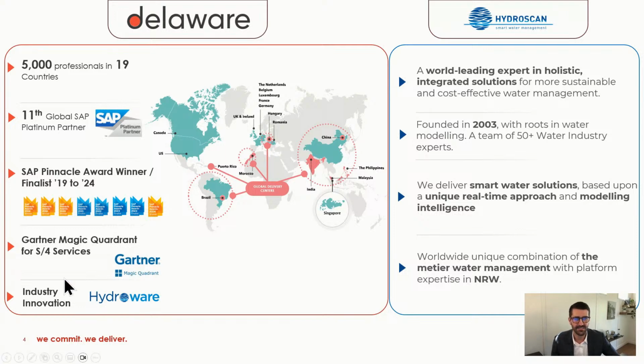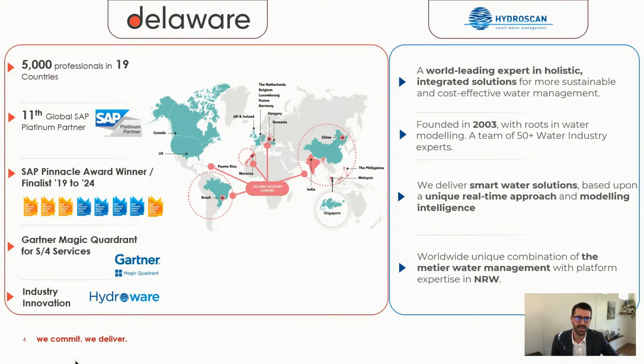Delaware was identified as a niche provider, and Gartner is quoted as saying Delaware is a good alternative to the Big Five. As of this year, Delaware has been engaged in over 300 S/4HANA projects globally, and that spans across those industries that I mentioned earlier.